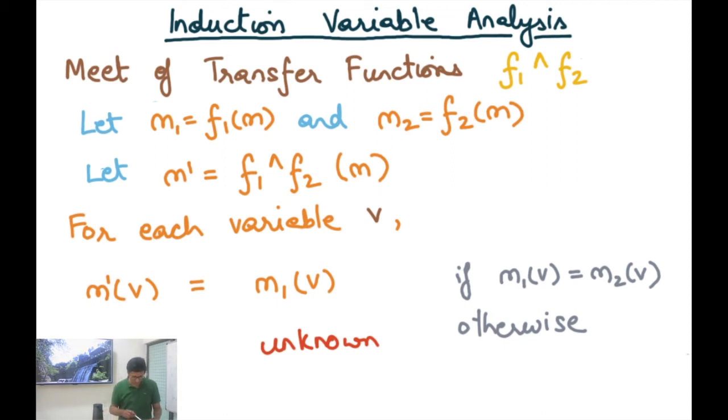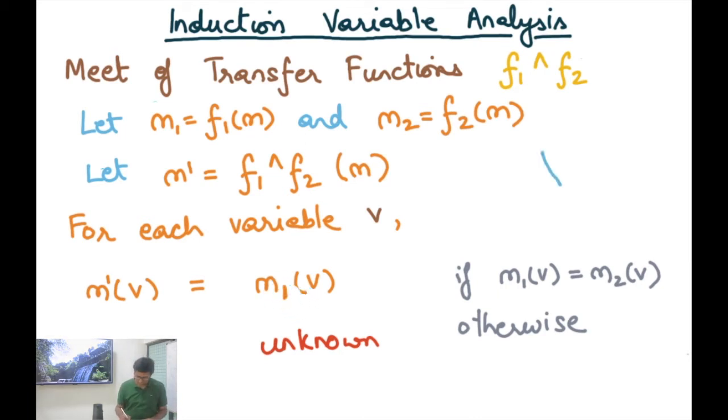And so here it's actually also easy. We say for each variable v, m prime v would be equal to m1v if m1v equals m2v, and it's unknown otherwise. So what does it mean? If the two functions give the same output for the variable, so if m1v equals m2v, the outputs of the two transfer functions m1 and m2 gave the same answer for the variable v, then that's the answer that will be used for f1 meet f2. Right?